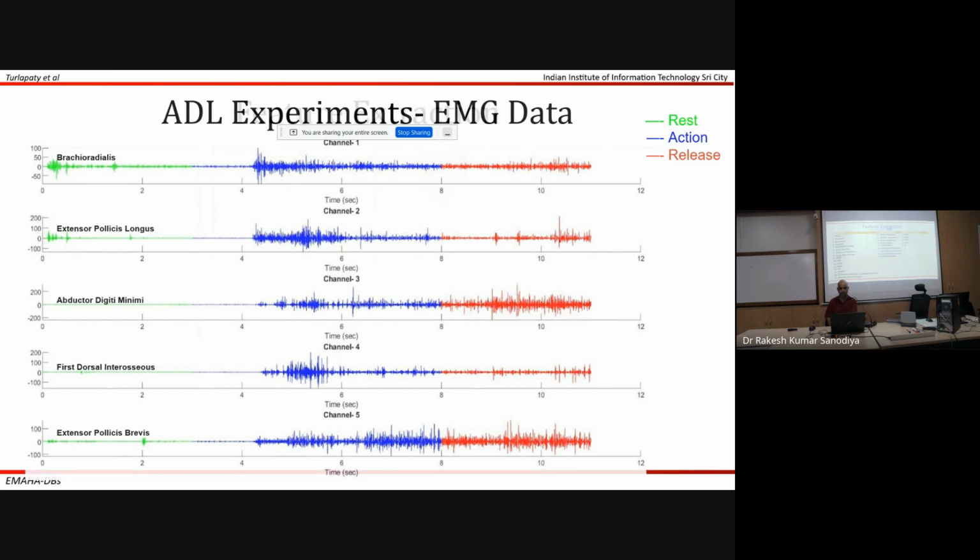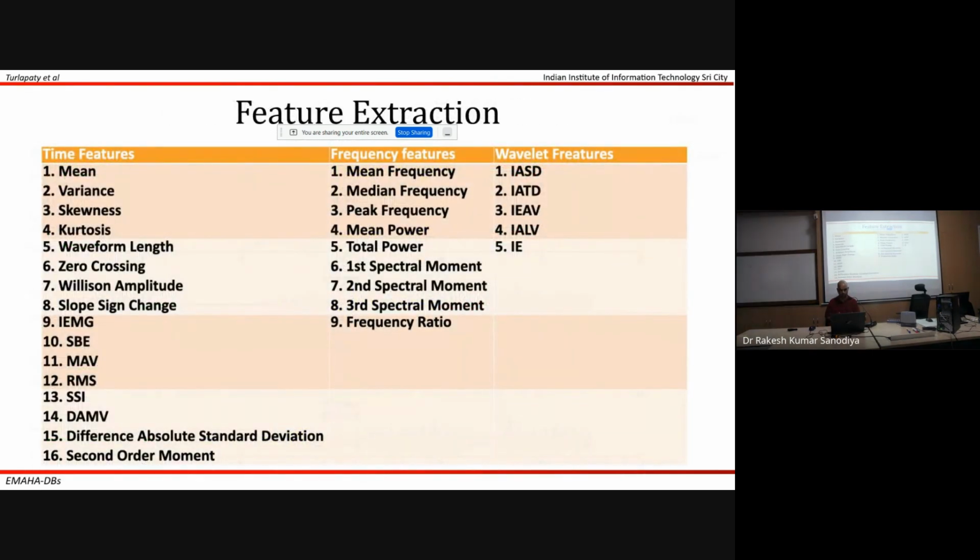So now our goal is to apply feature extraction on these signals. So basically, as we learn in any PR course, you can either segment the signals or not segment the signals depending upon the performance. So we extract these temporal features, 16 temporal features, and 9 frequency features, and 5 wavelet-based features.